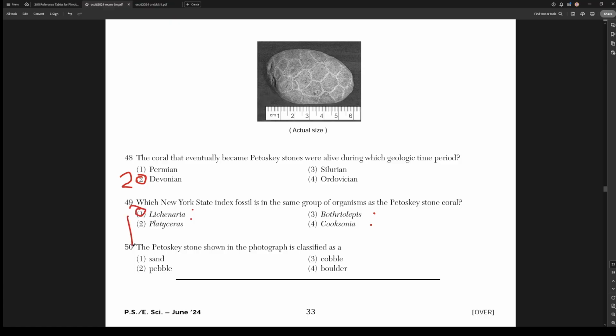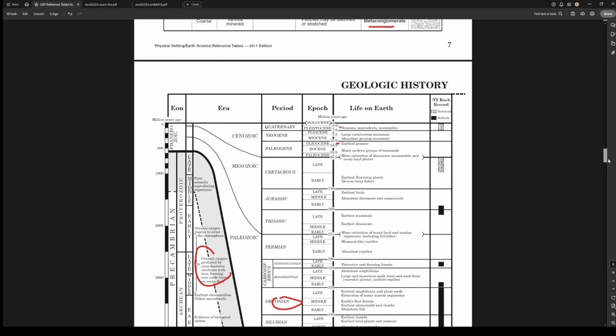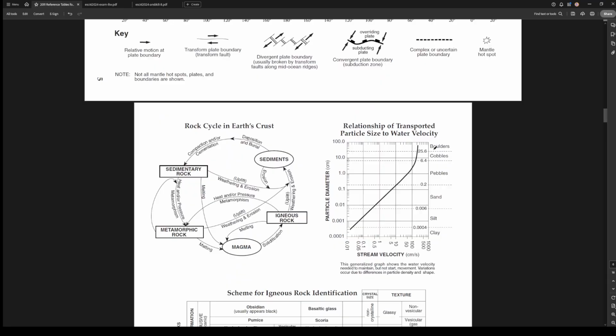The stone as shown in the photograph is classified as what? So we're going to need a size. That's going to make these right. So from here, and they give a ruler, it's about 6 centimeters. And we're going to go to another reference table right here. 6 centimeters, particle diameter is going to be 1, 2, 3, 4, 5, 6. Because here's 6.4, so it's a pebble.